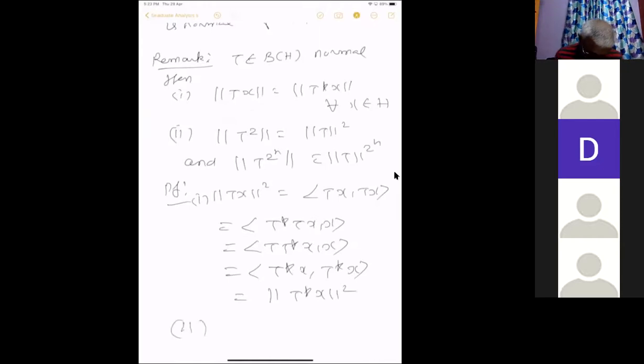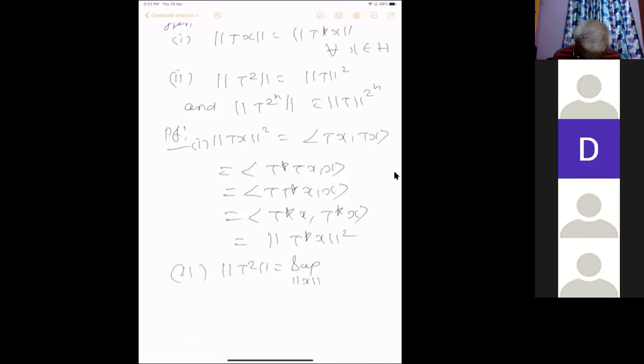Second, norm of T squared. By definition, this is equal to the supremum of norm of T squared x over norm x less than or equal to 1, whatever. So T squared, I just write it like this, T(Tx). Okay. So this is equal to the supremum over norm x less than or equal to 1.